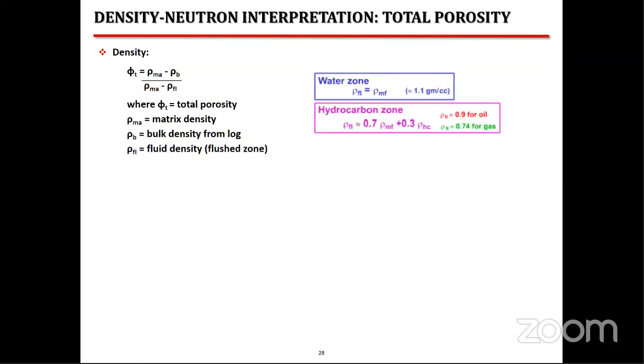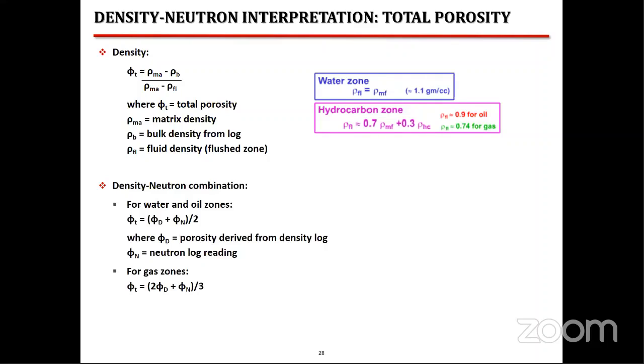We can use a combination of density and neutron logs also to obtain the total porosity. For water and oil zones, phi t is defined as phi d plus phi n divided by 2, where phi d is the porosity derived from density log, whereas phi n is the neutron log reading. For gas zones, the equation differs as phi t is equal to 2 phi d plus phi n divided by 3.